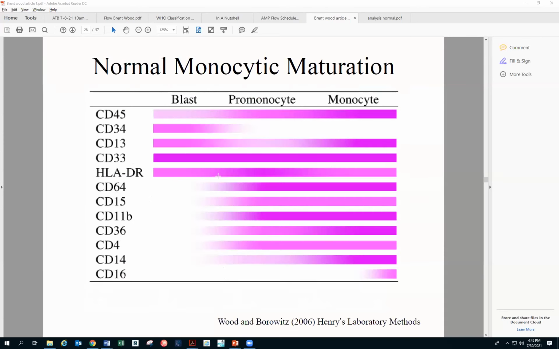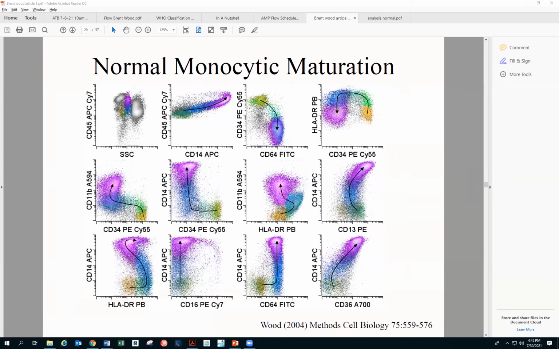So let's see, we were talking about here that you can see there is a color difference over here, that it increases in the monocyte stage and then it decreases again. So basically you can see the same thing over here. It increases in the promonocytes, and it decreases again.